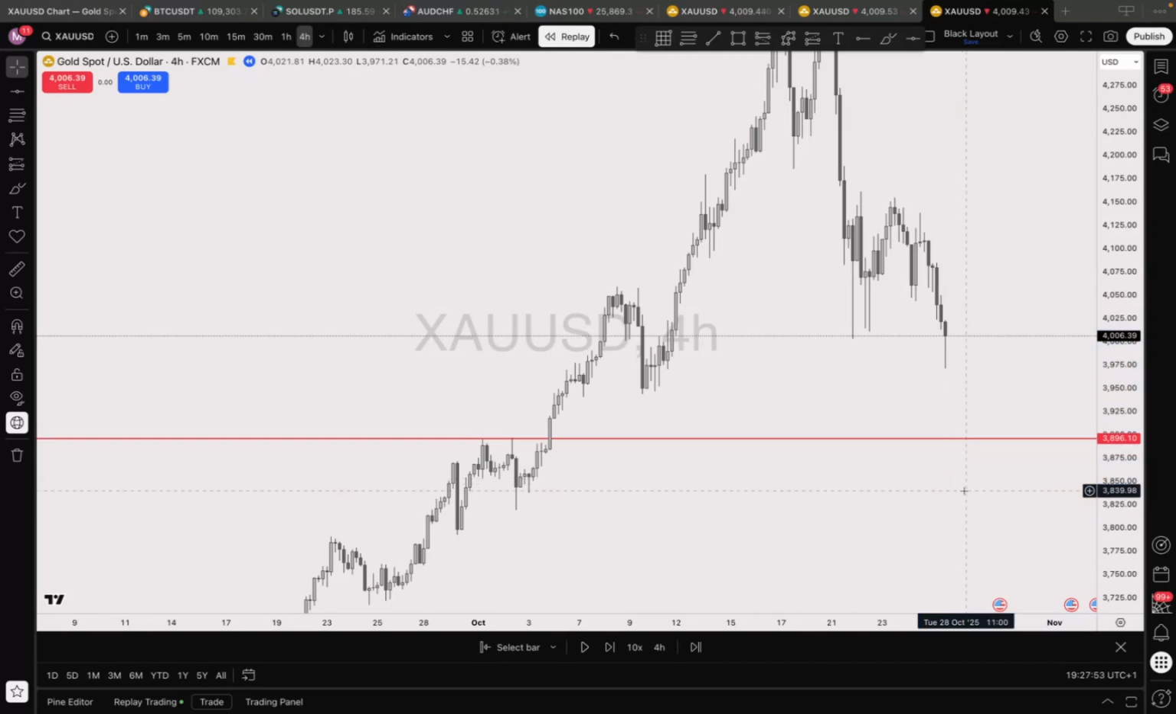When you mark your support and resistance line on 4 hours, your entry time frame can be 1 hour, 30 minutes, and 15 minutes. All right. Okay. So when I see this region, what did I do? I was waiting for price to actually come.